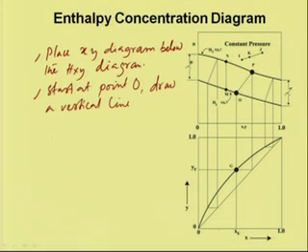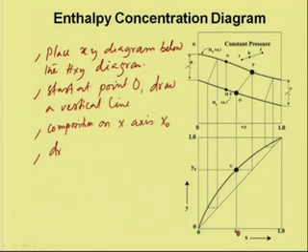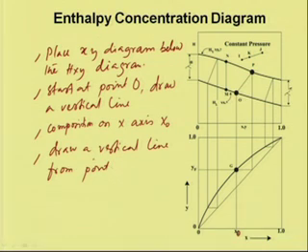So, it will give the composition on the x axis at x O. Composition on the x axis would be on x O, and then draw a vertical line from the H V y curve, draw a vertical line from point P.